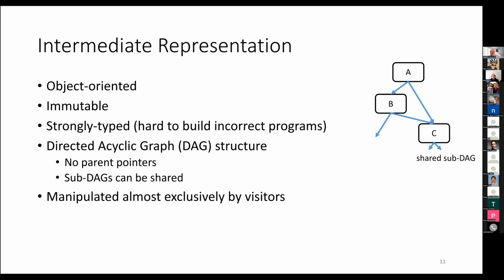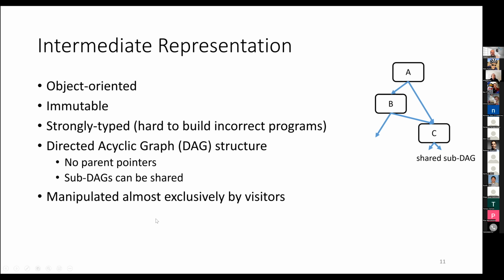And the nodes do not have parent pointers, so you cannot go up. You cannot find out who your parents are. That's important because C can have any number of parents. So there's no way for C to know who's pointing to it. But when you traverse, you can find out how you reached C. I'll tell you more about that.